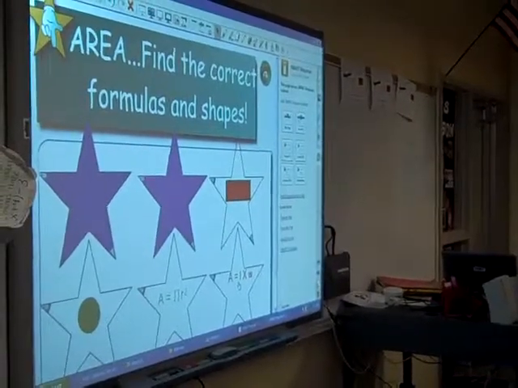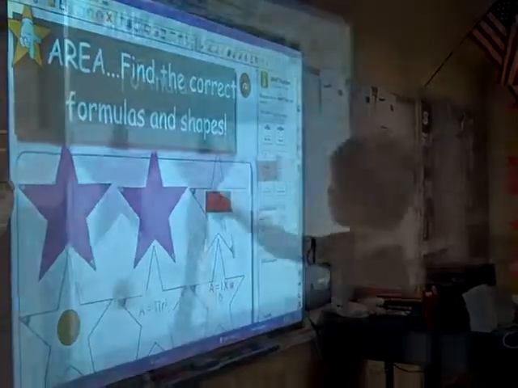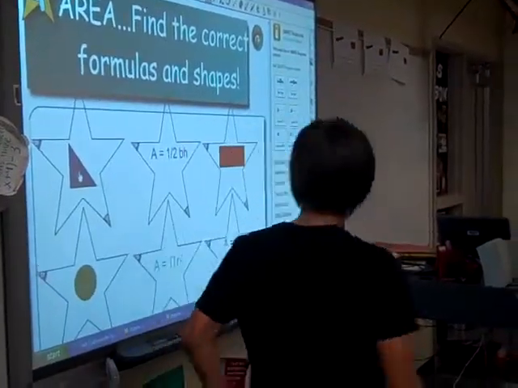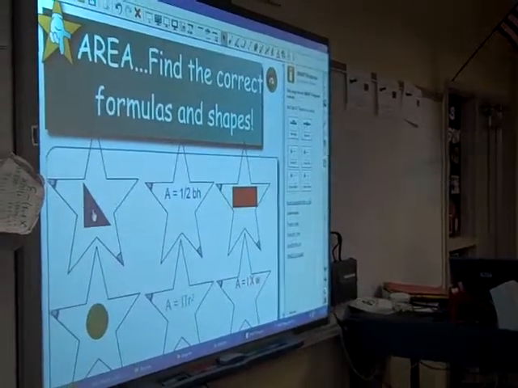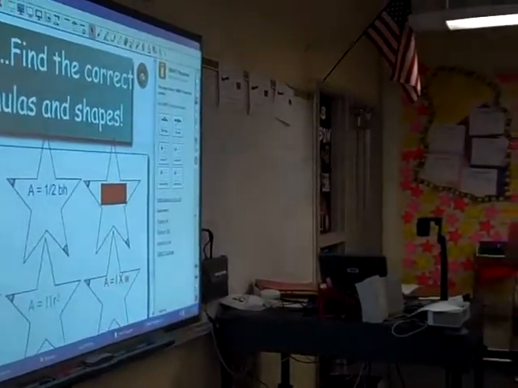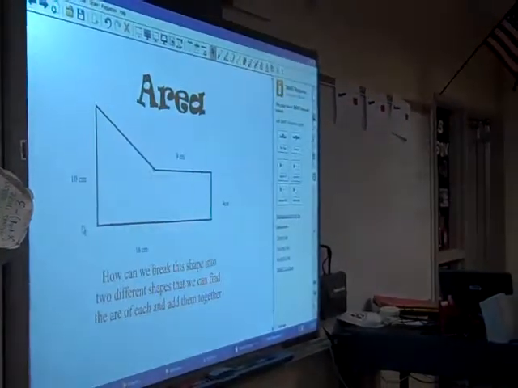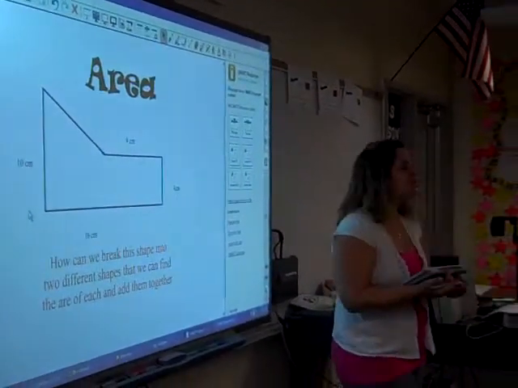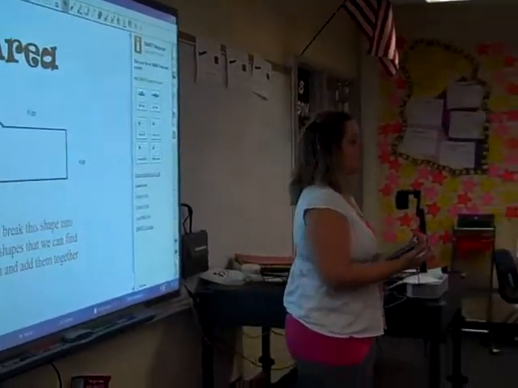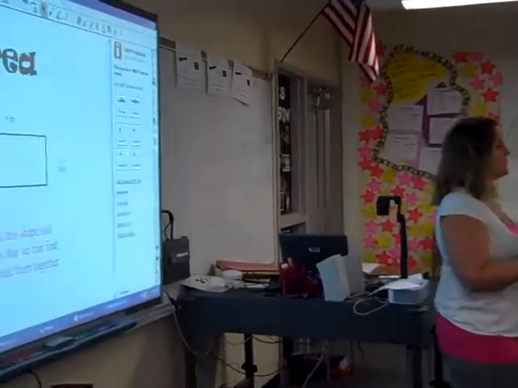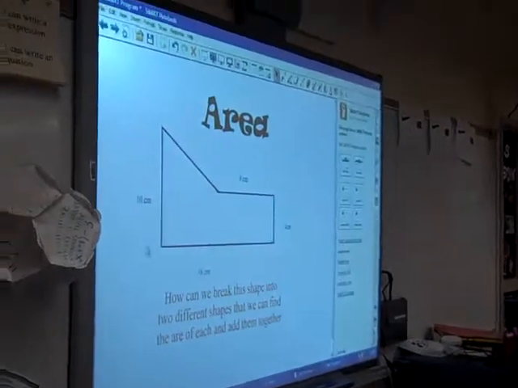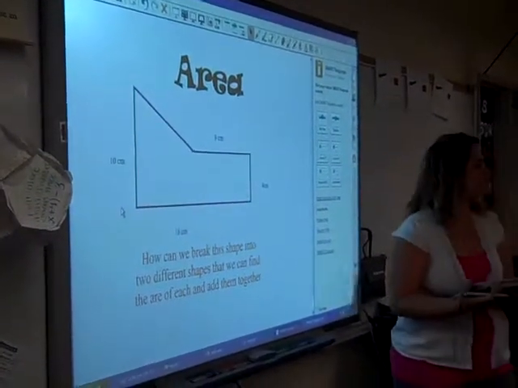Length times width for the rectangle, is that correct? Yes. Half base times height is for what shape? Triangle. Okay. How are we going to break this shape up into 2 different shapes to find the area? Because we can't find the area of this just how it is. We have to break it up into 2 different shapes.